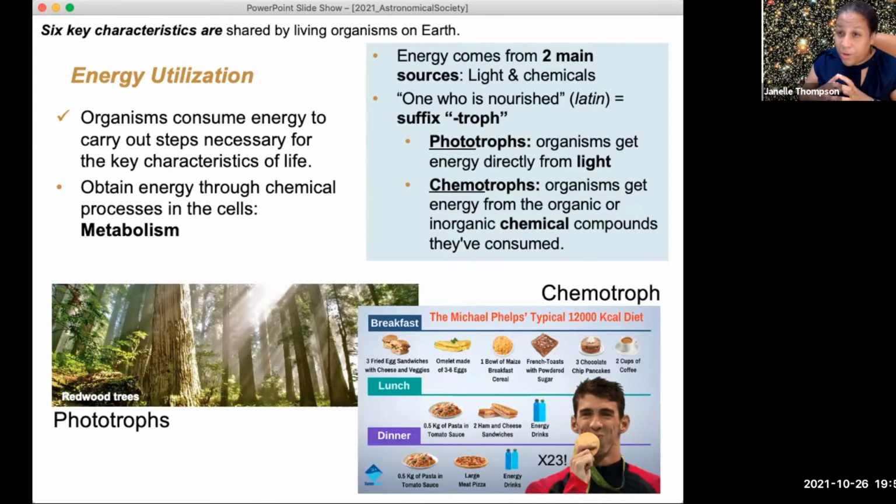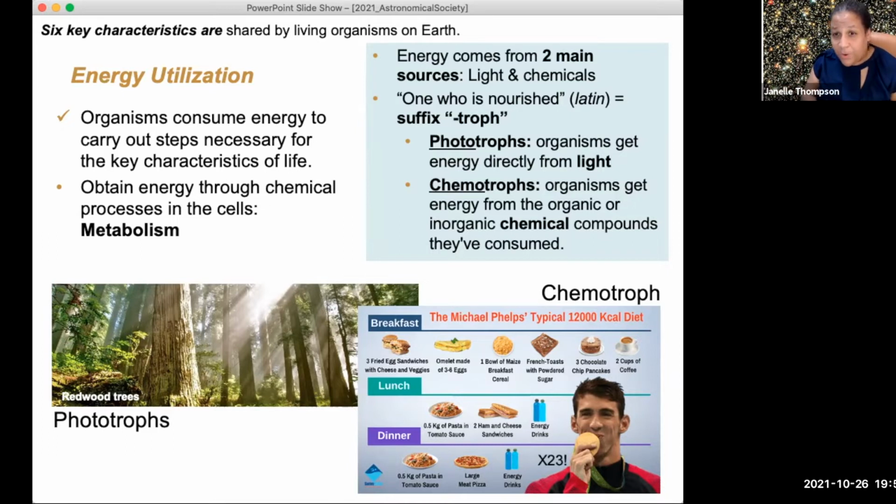So on Earth, we consider two major types of metabolic types. We have the organisms that get their energy from light, from sunlight. These are called phototrophs. So I'd like to go back to the Latin just to make sense of these science jargon terms. Troph means to eat, or one who is nourished rather. And photo means one that's nourished from the light, right? So phototrophs are organisms that get energy directly from light. In other words, plants. You're like, why didn't you just say plants, Professor Thompson? Well, okay, so plants, but we also have our algae, our cyanobacteria, so organisms that grow based on light energy.